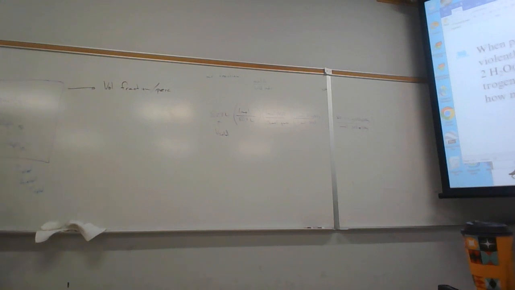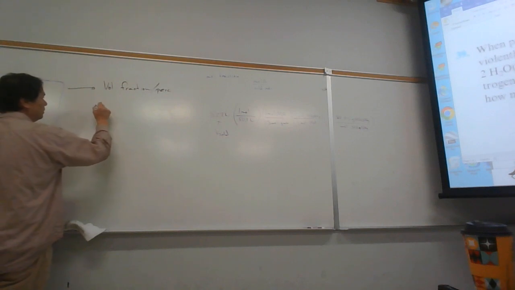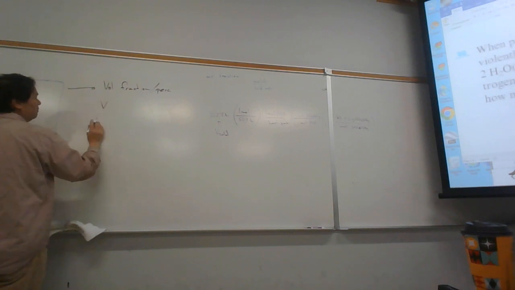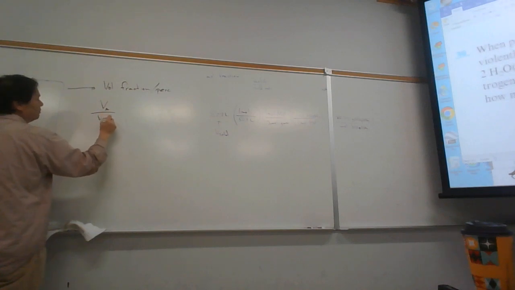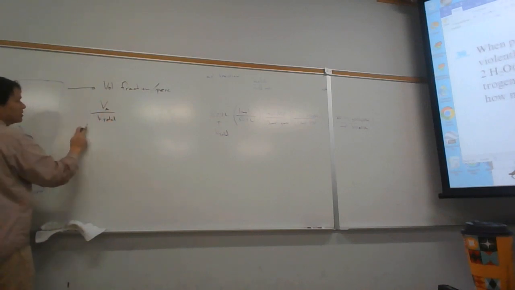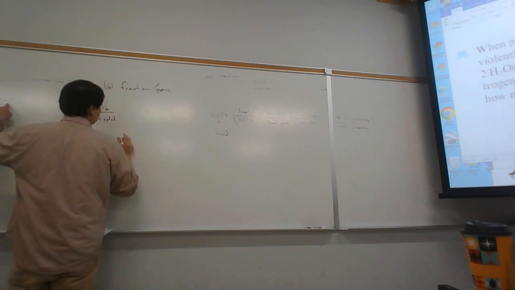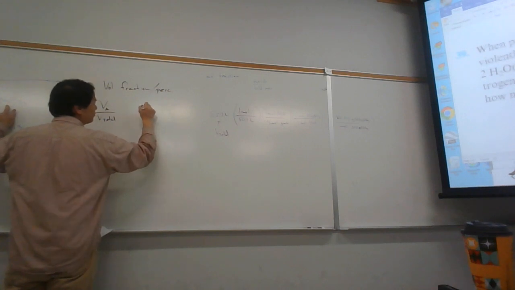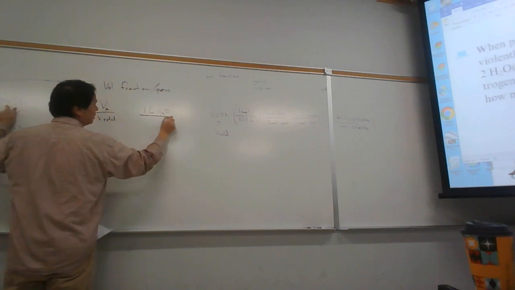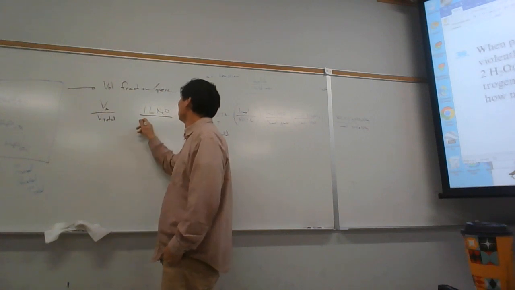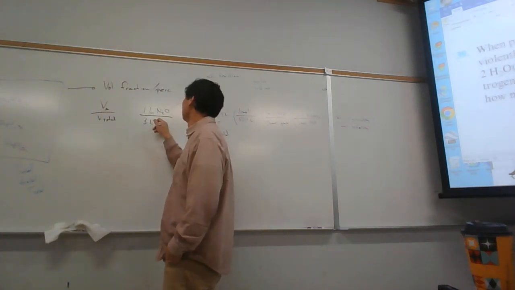So in terms of volume percentage, it would look something like this. It would be the volume of A over the total volume, which is the volume fraction of A. And so in terms of nitrous oxide here, we would have a volume fraction like this. We'd have 1 liter of nitrous oxide for every, how many liters total? 3 liters total.